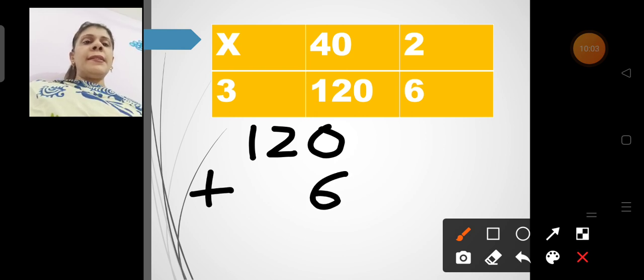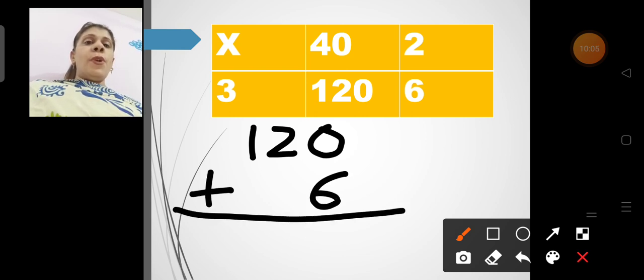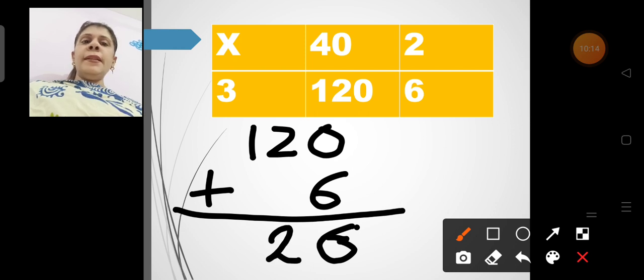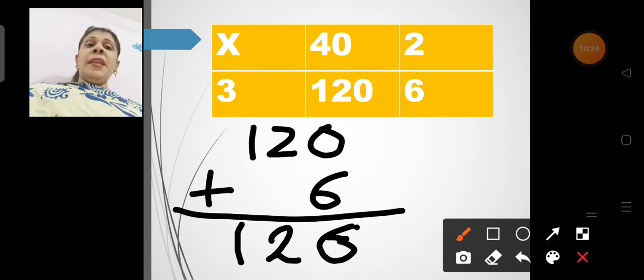120 plus 6. So what will I do? 0 plus 6 will be 6. Below 2 no number is there, so I will write here 2. And below 1 no number is there, so I will write here 1. So 120 plus 6, what answer do I get? I get my answer 126. That means when I multiply 42 into 3, I will get my answer 126.